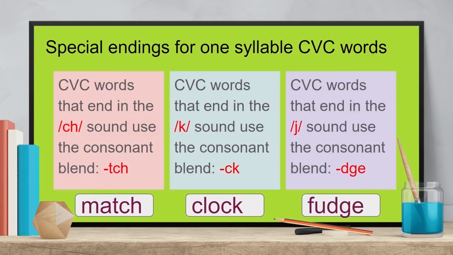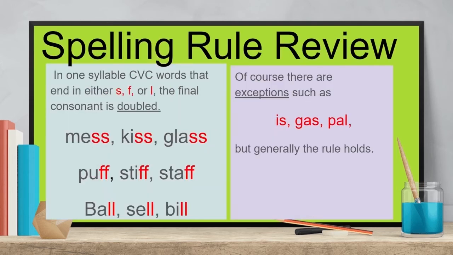All right. Okay, so just as a review, these are the three spelling rules that they want to work on in this lesson. The TCH, the CK, and the DGE that make the ch, k, and j sounds. You have to memorize those.